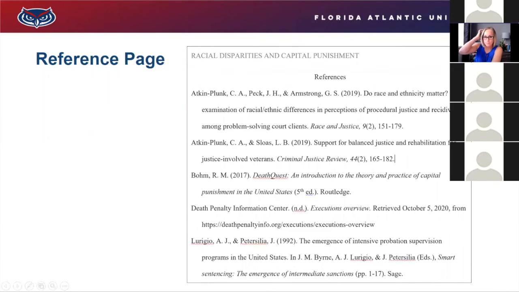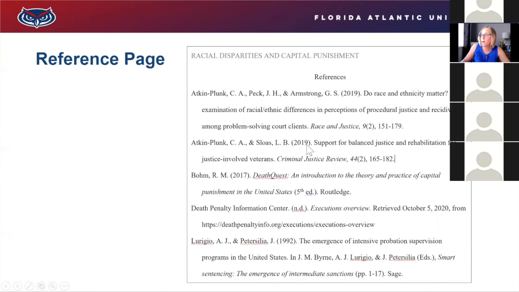I don't think I heard you mention this, and if you did, I apologize. But if there is a citation, let's say it's Atkin-Plunk and Sloas 2019, and then you wrote another paper with Dr. Sloas in 2019. If you have two papers that have the same authors and the same date, and I can't edit this because it's in a picture, you would have 2019A, and then the next citation would be 2019B. That's how you would differentiate which one is which while you're actually citing.